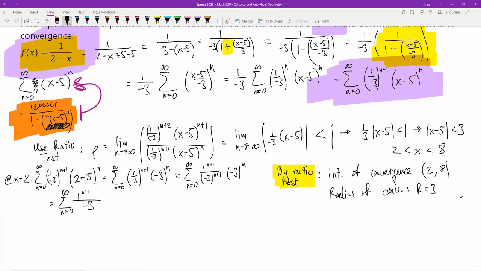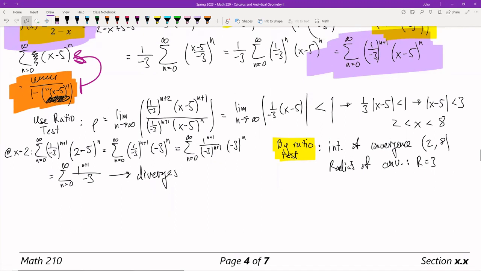Now, if we look at this series, it's just going to be negative 1/3, plus another negative 1/3, plus another negative 1/3, plus another negative 1/3. That thing diverges. You guys see what I mean by getting a gut intuition? Okay, we're almost there. At x equals 8, our last endpoint.